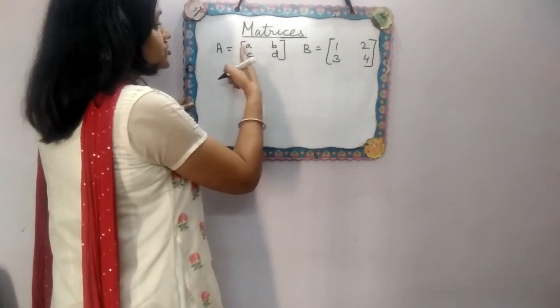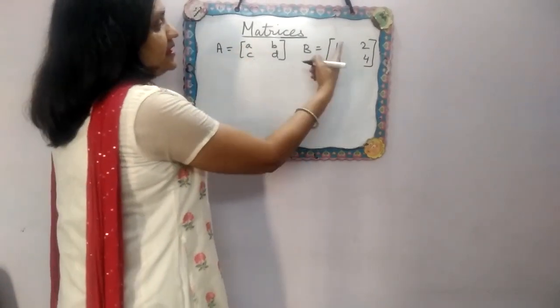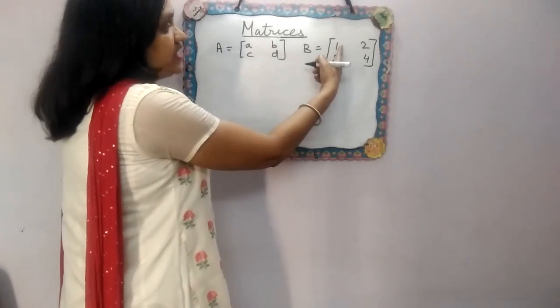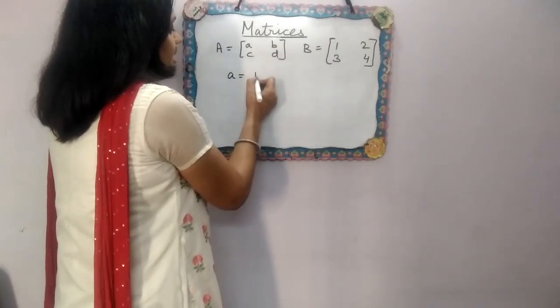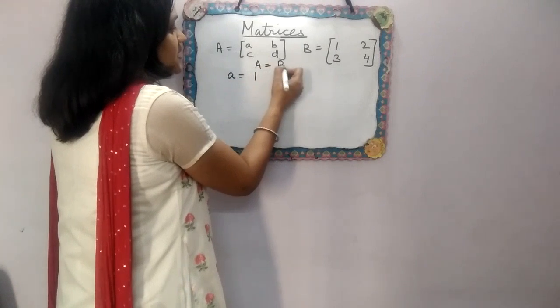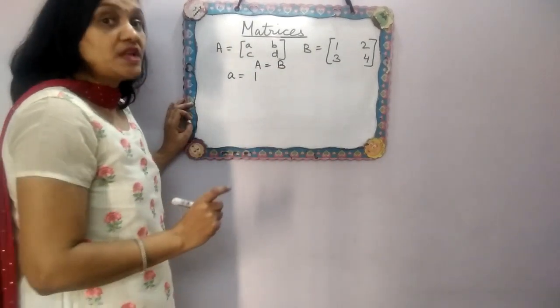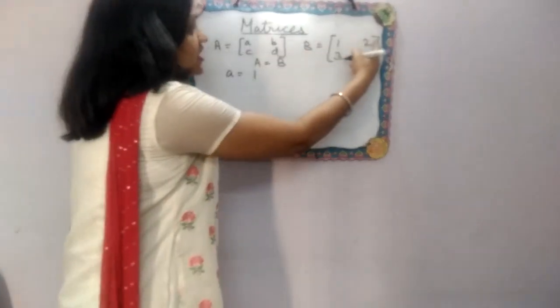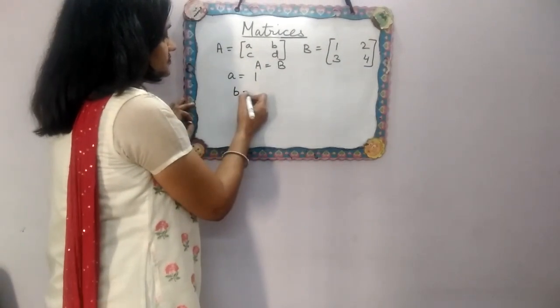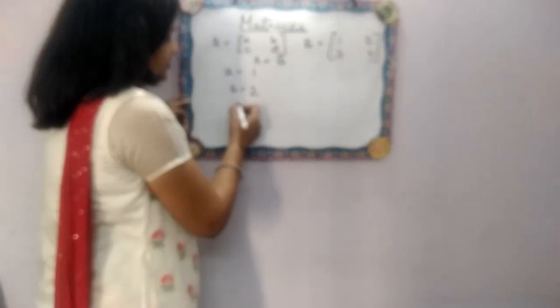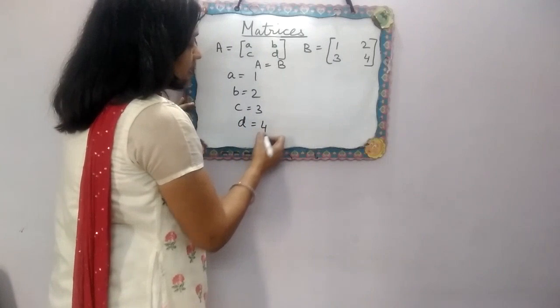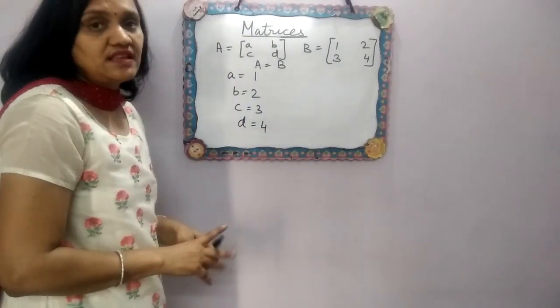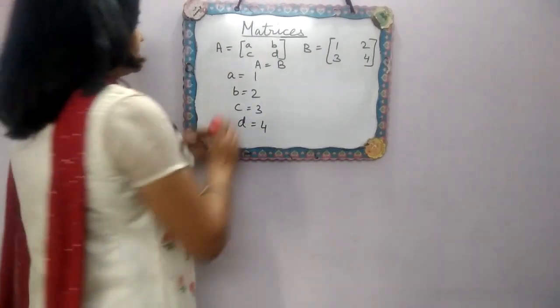So, first row, first column, we have A. First row, first column, we have 1. So, if matrix A is equal to matrix B, then A will be equal to 1, B will be equal to 2, C will be equal to 3, and D will be equal to 4 because these are the elements in the corresponding positions.